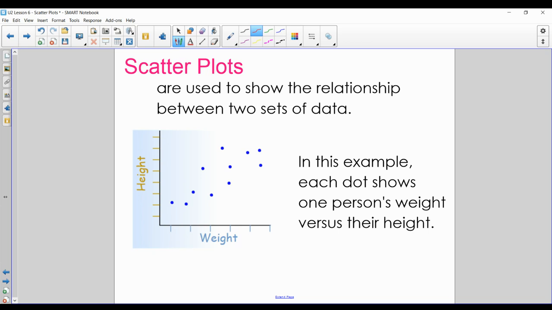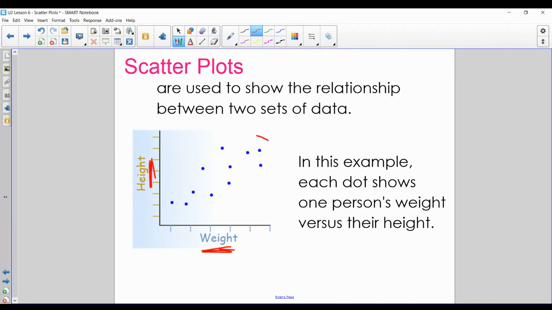All right, today we're going to talk about scatter plots. Scatter plots are a graph that's used to show the relationship between two different sets of data. So if you look at this one, we are comparing somebody's weight to their height.